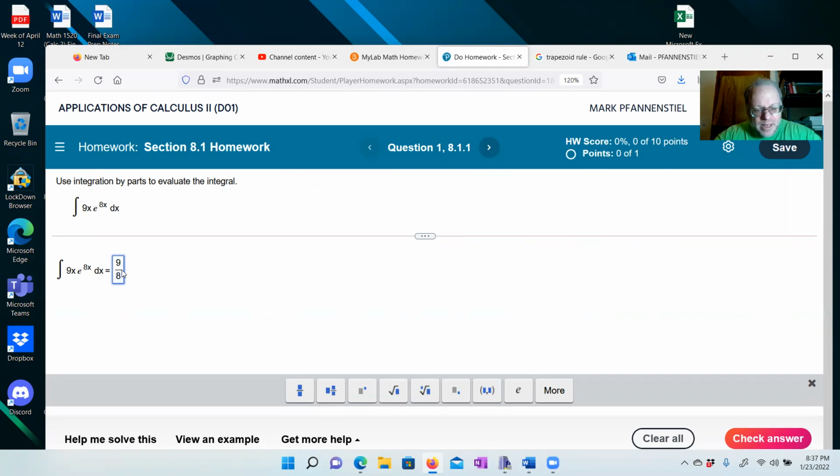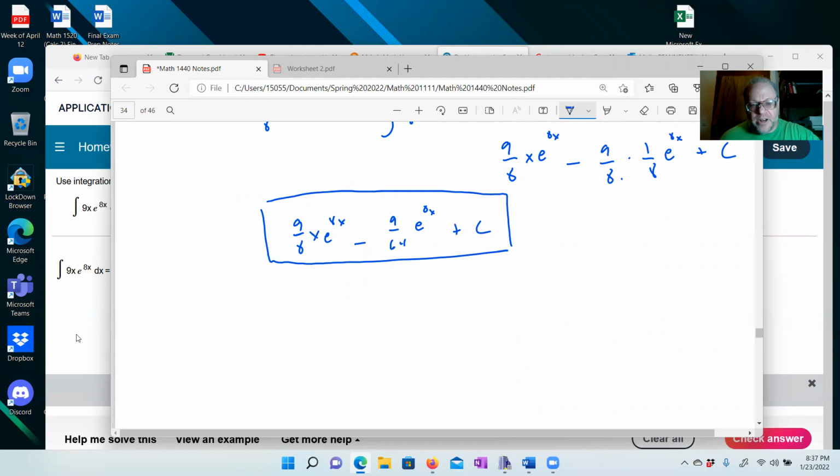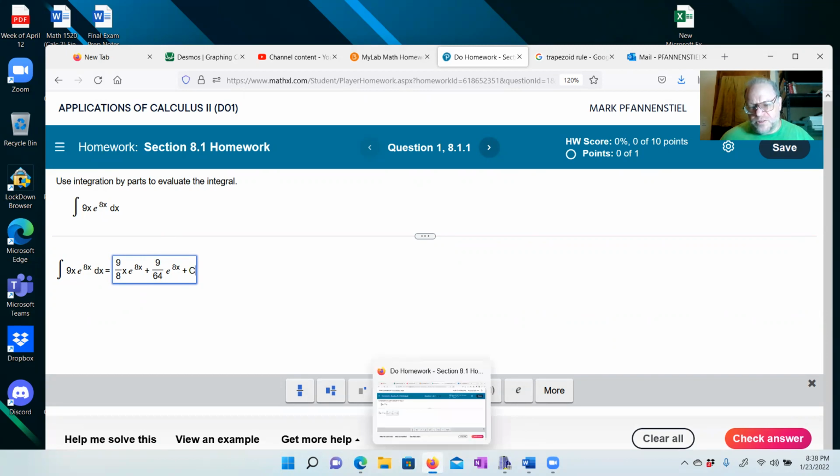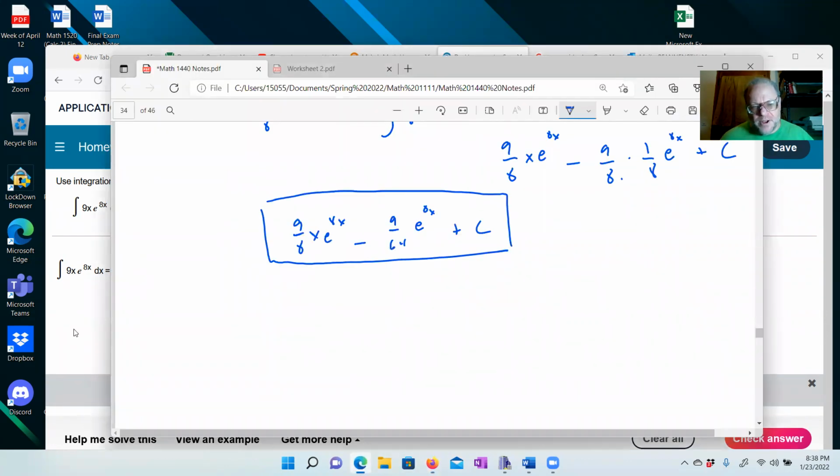So this is what this is: 9/8 x e to the 8x. Is it plus or minus on that one? It's a minus, so that's 9/64 e to the 8x, and I believe there was just a plus c after that. Some books tell you which constant of integration to use. Yours doesn't, so it just always assumes c, I believe. But there we are.